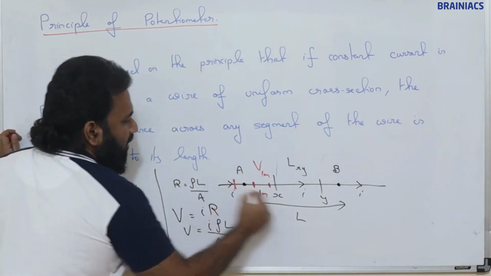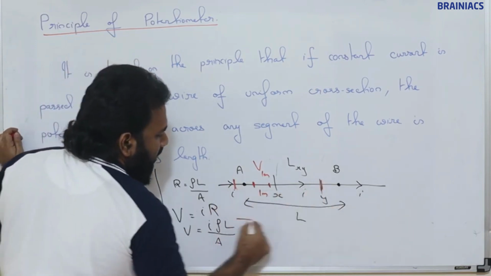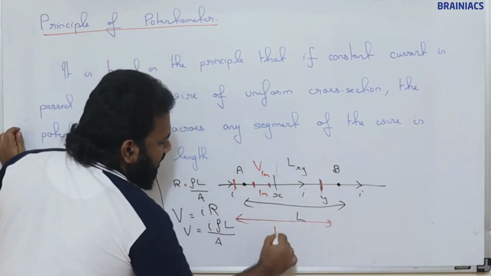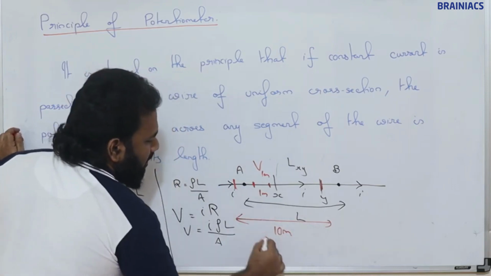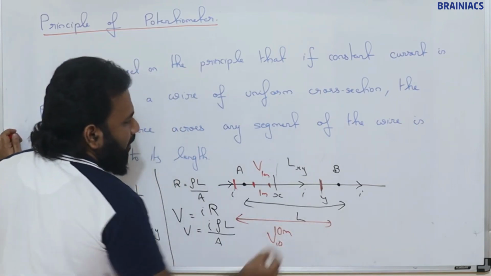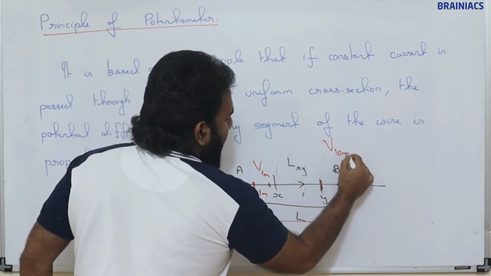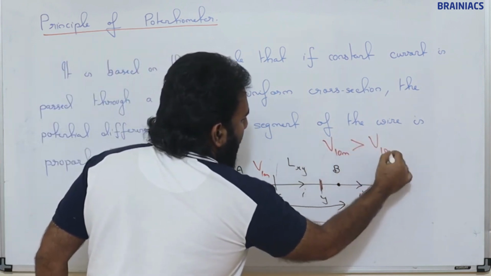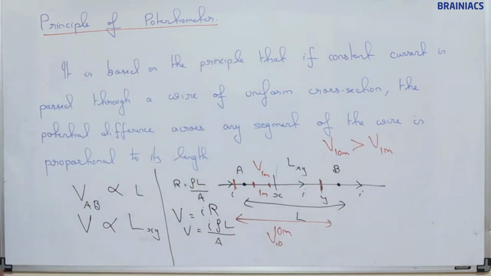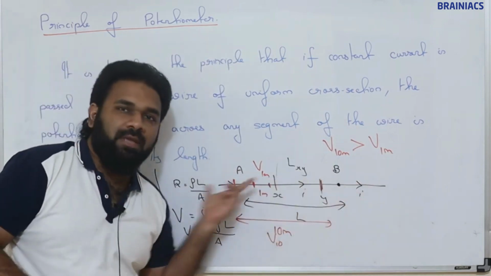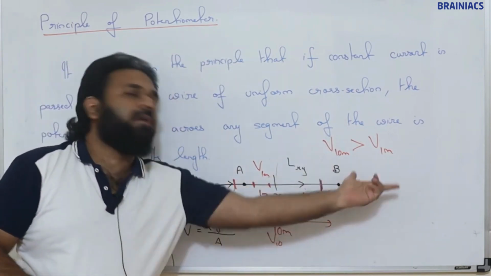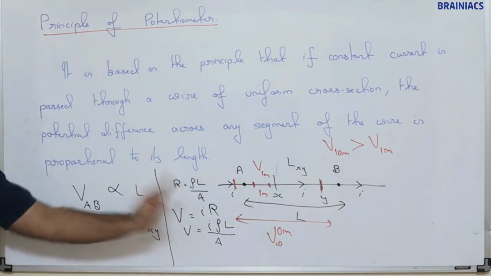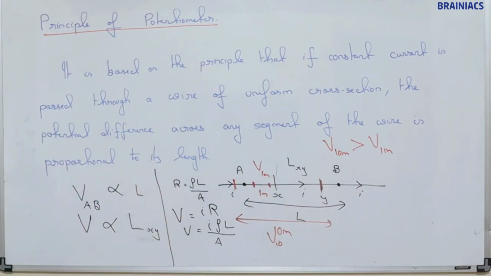Suppose we take these 2 points, and this length is 10 meter, then this is the voltage of 10 meter. Then I am saying that the voltage of 10 meter will be greater than the voltage across 1 meter. This is the same line, same area of cross section, and the same current is passing through it. This is the principle of potentiometer, we can say.